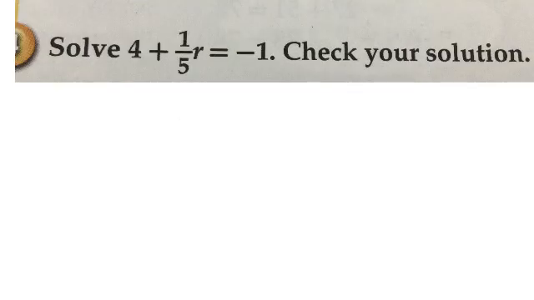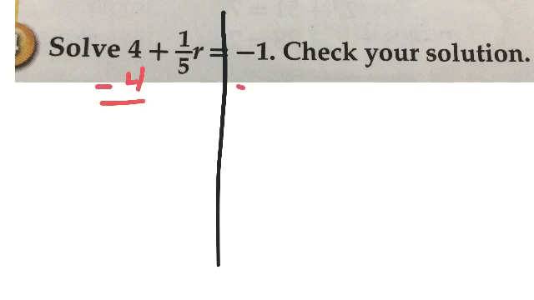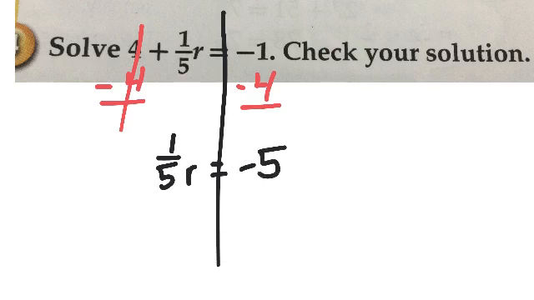Okay, so now this one, same idea. We want to solve. We want to get r by itself. R is not by itself because it's being multiplied by 1/5, and we're adding 4. Which one of those numbers do we want to get rid of first? The adding 4. So we get rid of a positive 4 by subtracting 4 from both sides. 4 minus 4 is 0. That leaves me with 1/5 r. Negative 1 minus 4 is negative 5. Same signs, add the numbers, keep the sign.